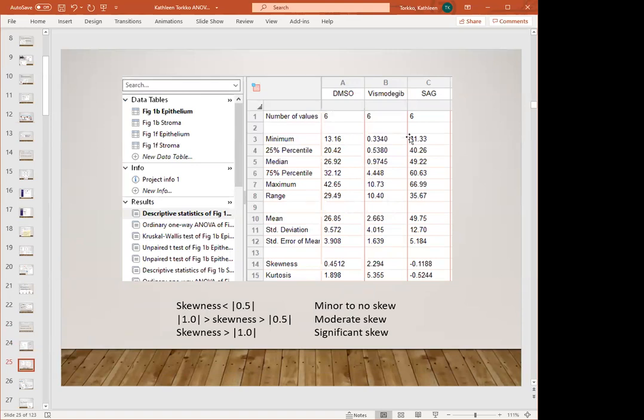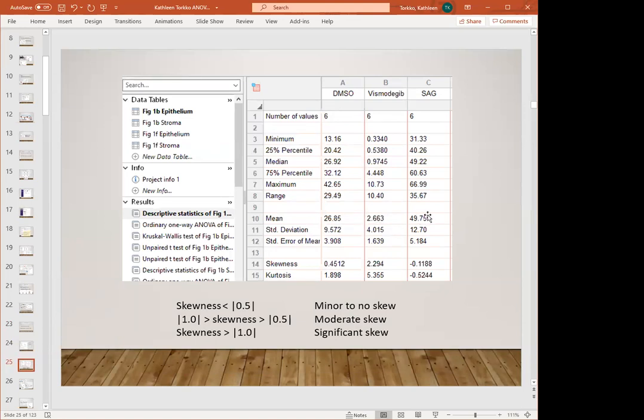So here is the result of the table, and it's for the figure 1b epithelium. It's a balanced design. We have 6 in each group, but it's small. This is a small sample size. Let's look at the difference between the median and the mean for each group. So the median here is 26.9, very close. I'd look at that and think, the data probably are pretty symmetrical.